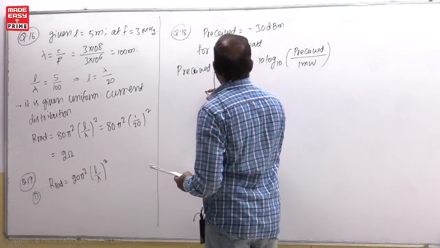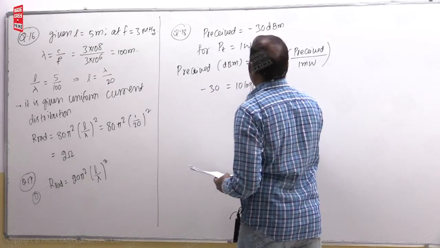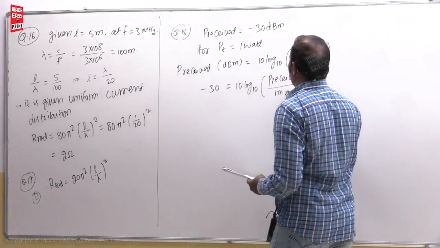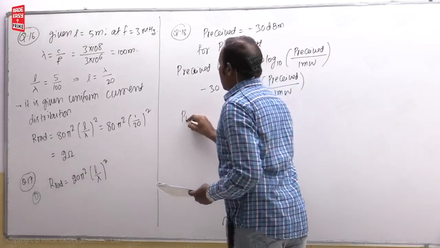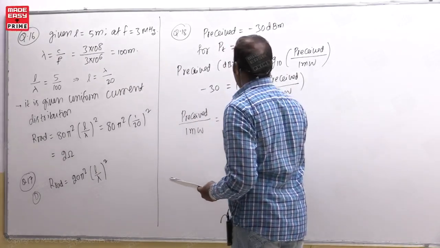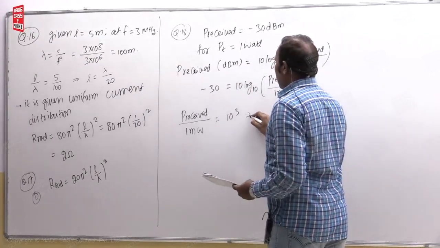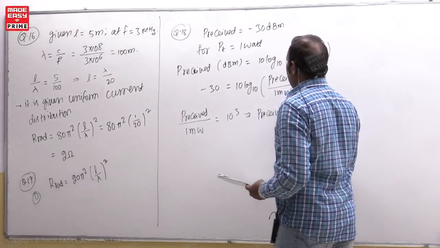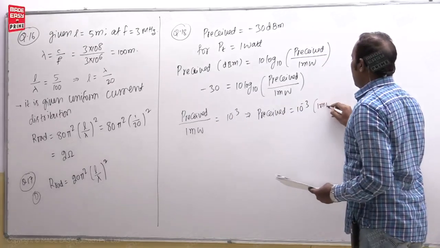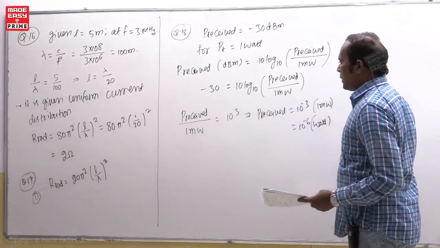Now it is given that power received in dBm is minus 30, that is 10 log 10 of power received divided by 1 milliwatt. So power received by 1 milliwatt is equal to, after cancellation, 10 power minus 3. So power received is equal to 10 power minus 3 into 1 milliwatt. And 1 milliwatt is 10 power minus 6 watt actually. This is the power received.